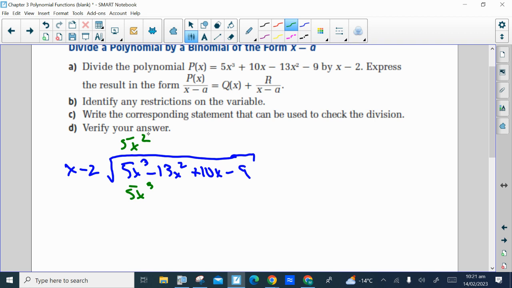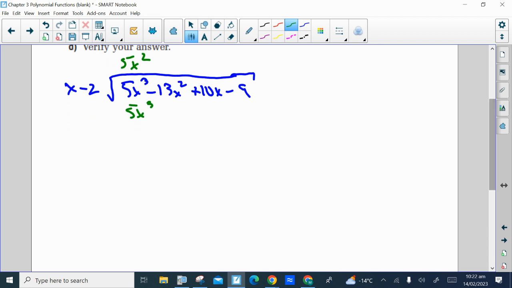Whatever you write on top, you're going to multiply by what's in front. And you see the 5x squared times the x gives you the 5x cubed that we need. That's how we know we need a 5x squared written on top. Because we need a 5x cubed down here so that when we subtract, they cancel. But we're also going to multiply the 5x squared by the negative 2, which will give us negative 10x squared.